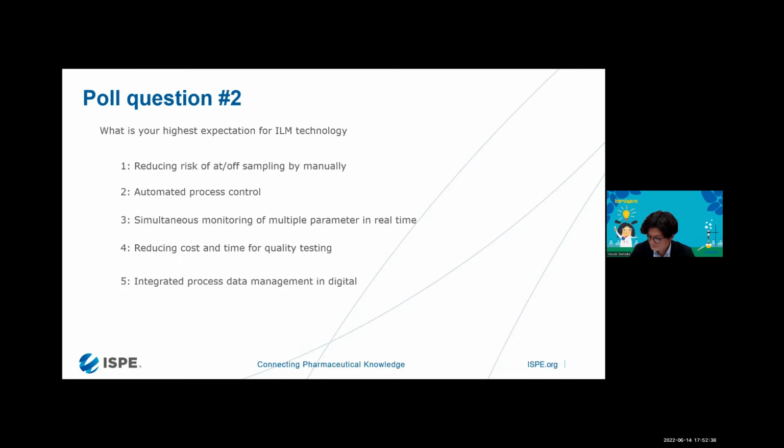Okay, the results are in. Let me read it off for you. So we have a tie. The top one is tied with reducing risk of at-line sampling by manually, and tied with integrated process data management in digital, both at 30%. At 20% automated process control. 15% voted simultaneous monitoring of multiple parameters in real time. And coming in last is reducing cost and time for quality testing at 5%.